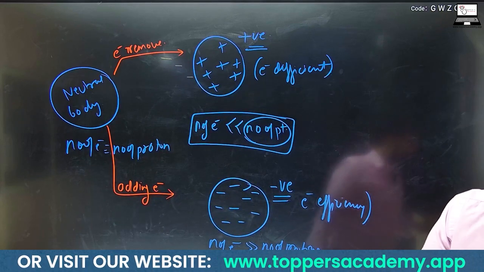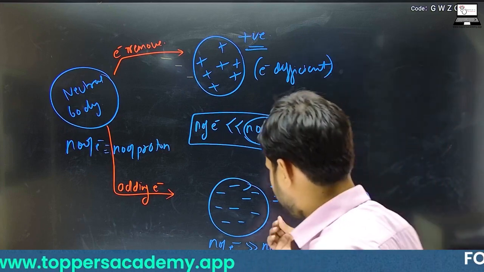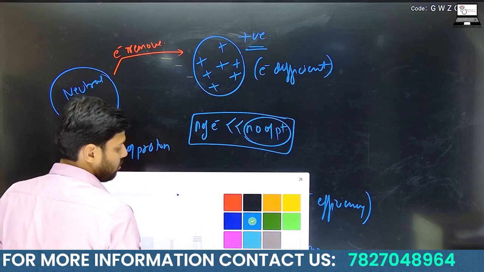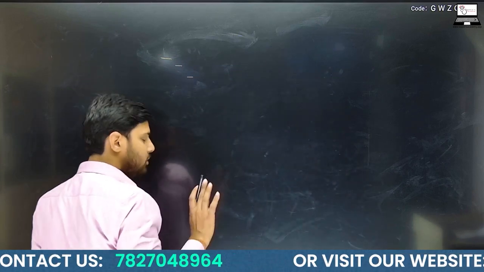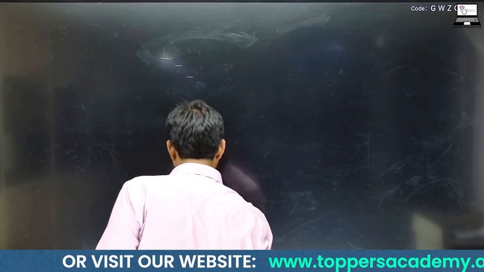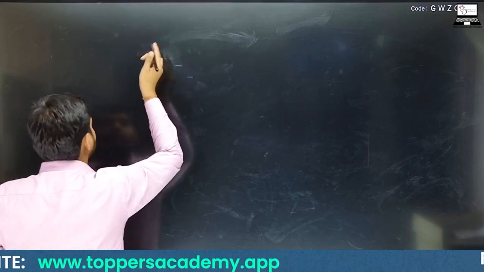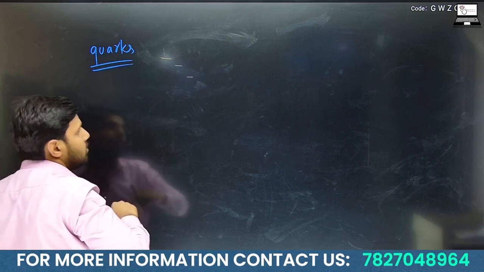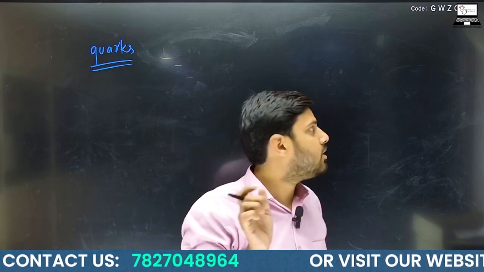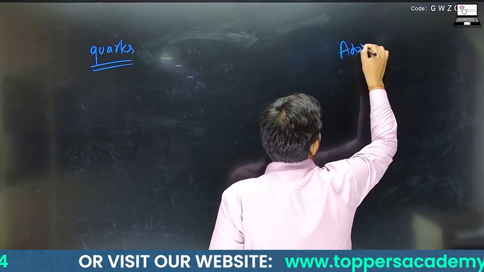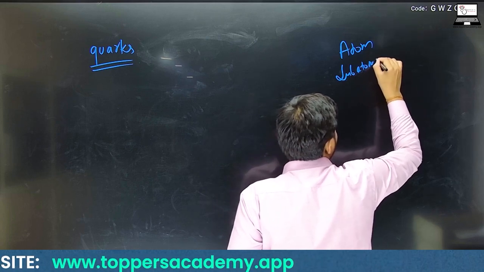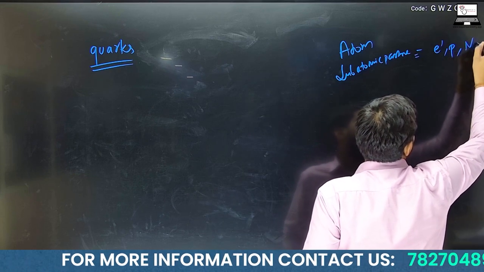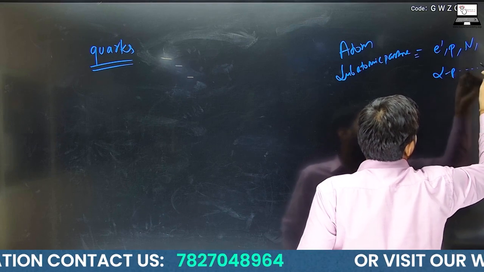Now let's talk about something. It is not in the syllabus, but just for the knowledge. Recently scientists have discovered another sub-nuclear particle. See, we have atoms. So what are subatomic particles? Subatomic particles are electron, proton, neutron, alpha particle, etc.